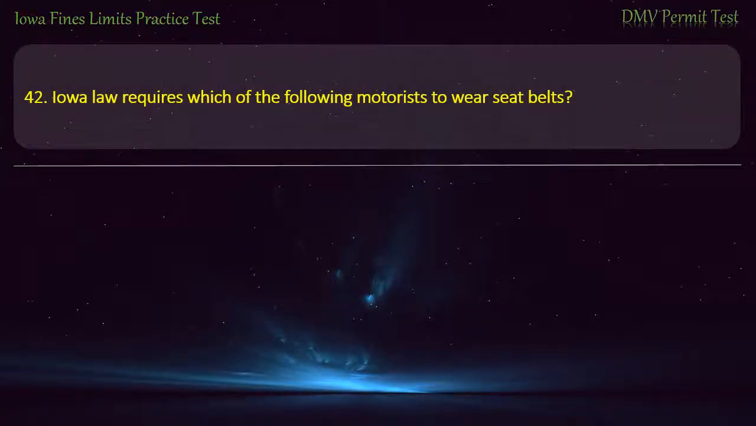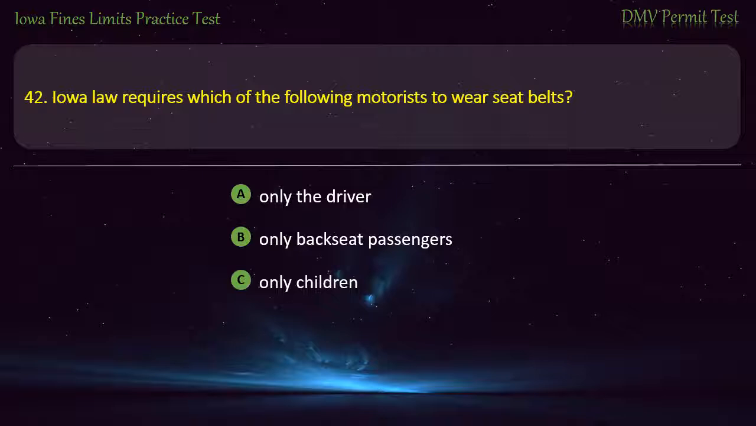Question 42. Iowa law requires which of the following motorists to wear seat belts? Only the driver. Only back seat passengers. Only children. The driver and front seat passengers. Answer: The driver and front seat passengers.